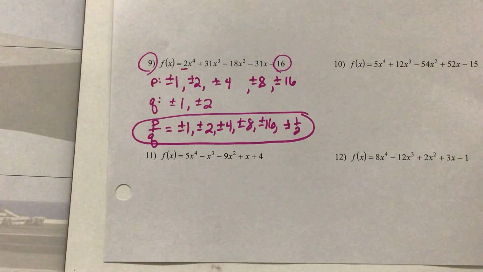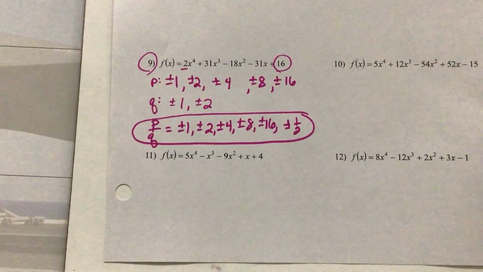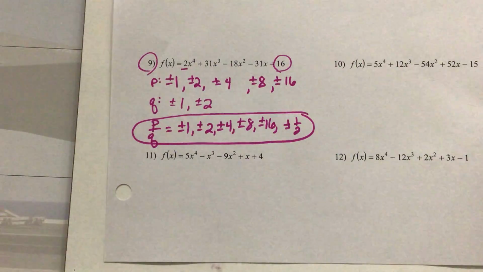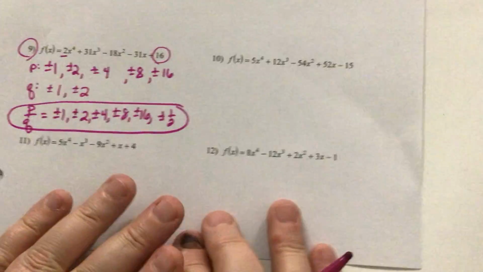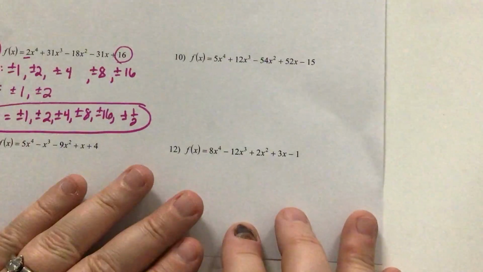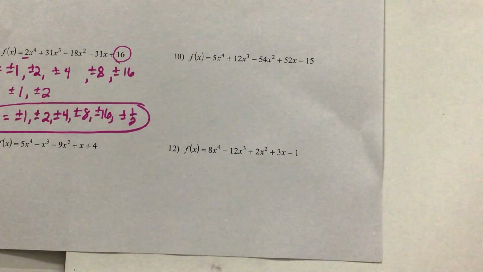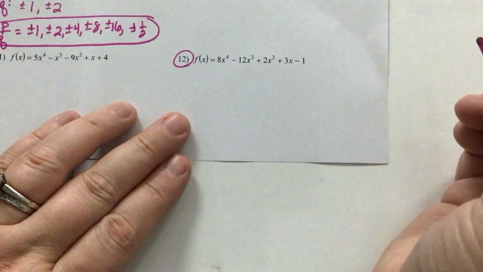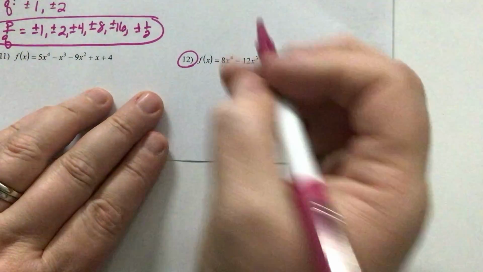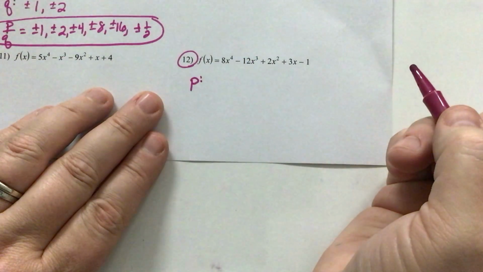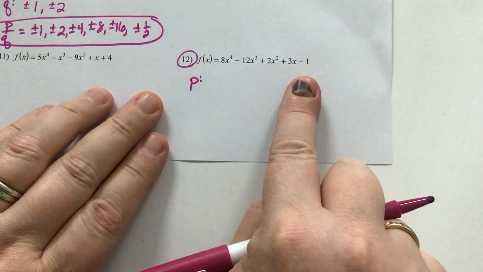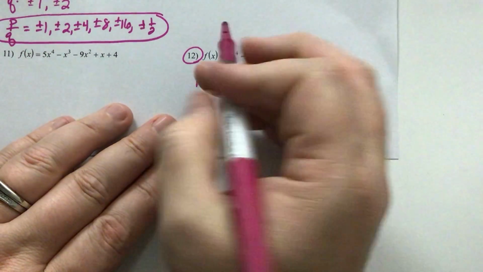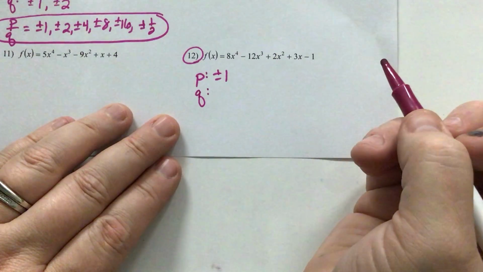Sam, pick a problem. I don't necessarily think they're difficult, but which one? 10. Okay. You don't agree with 10? What do you want? Let's do 12. Okay, so same thing. Okay, so if I'm listing p-values, what am I looking for factors of? 1. What's my constant? 1. So what are my factors of 1? 1. Just plus or minus 1.